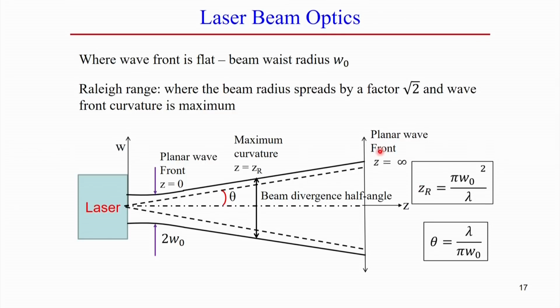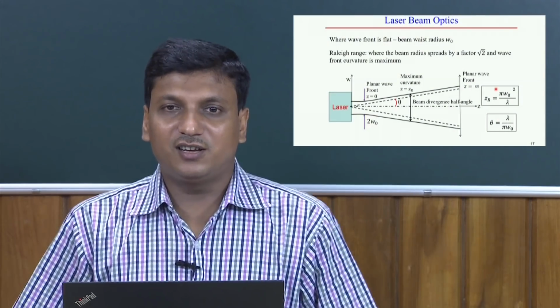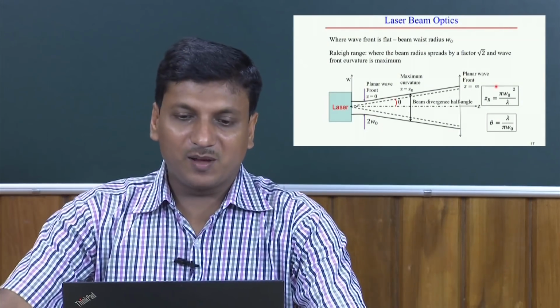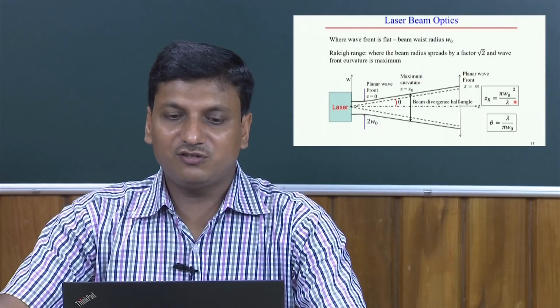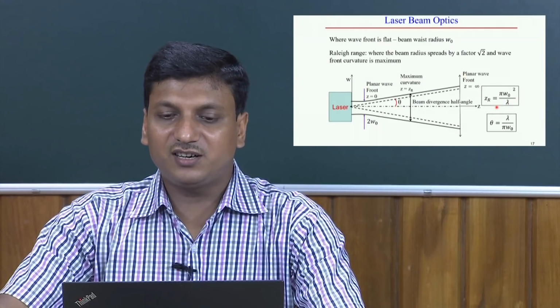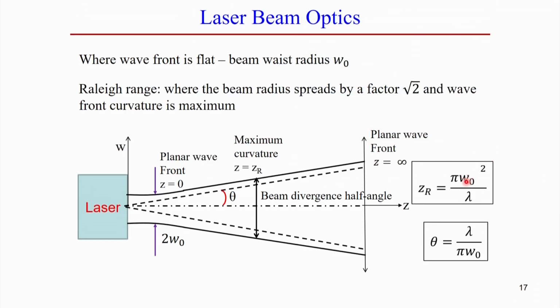But here the planar wave front we can find at z equal to infinity, and theta equal to the beam divergence half angle. So, these are the typical optical parameters we generally consider for the analysis of the laser beam. Here ZR has some relation with the wavelength of the laser: ZR equal to pi w0 square by lambda, and theta equal to lambda by pi w0.